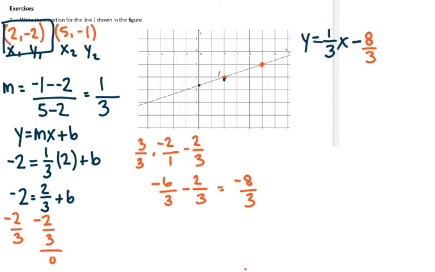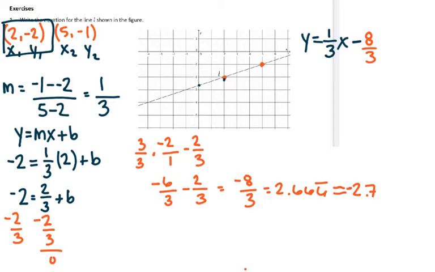So I want to see if that makes sense. If I divide 8 by 3, that gives me 2.666 repeating, so about 2.7. And so I ask myself, is -2.7 between -2 and -3?